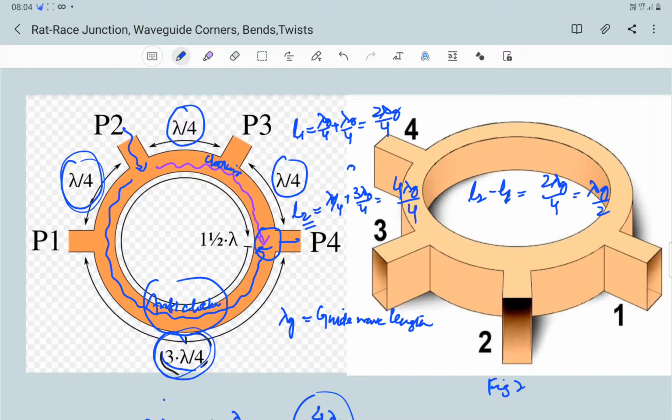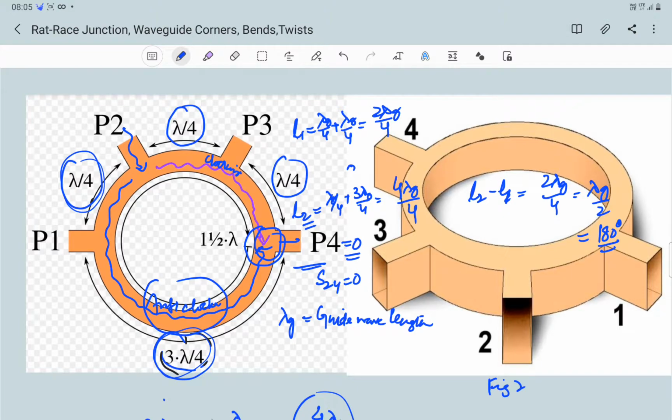Lambda g by 2 corresponds to a phase difference of 180 degrees. So that means a signal being fed at port 2 won't come out at port 4. So power delivered to port 4 is 0, because the phase difference between the two waves arriving at port 4 is 180 degrees. So S24 again would be 0.